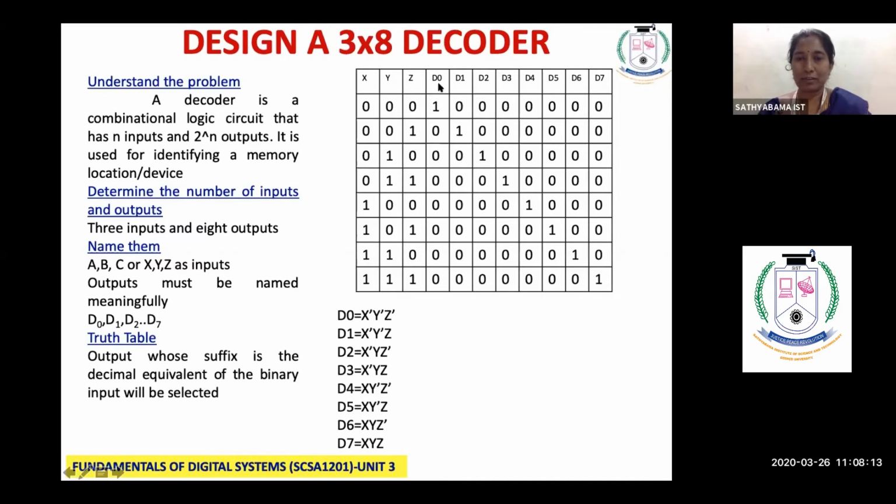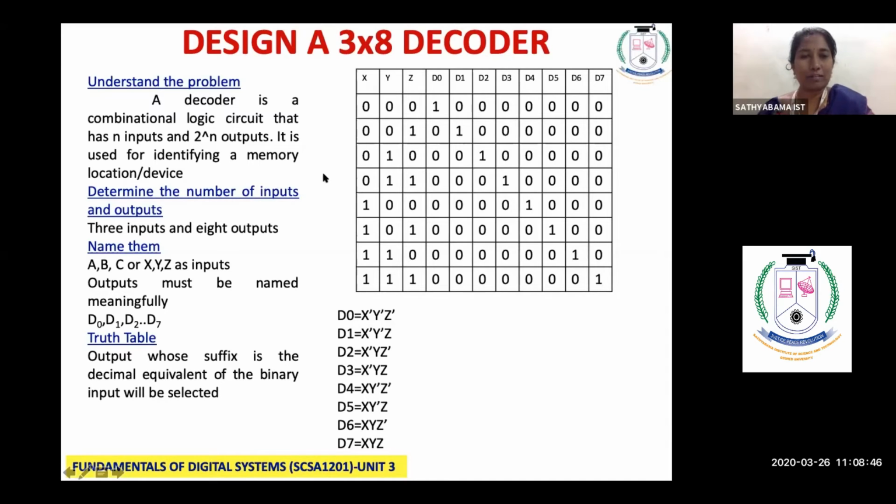Shall we see it here? Let us take the output 3. The output whose suffix 3 is the decimal equivalent of the binary input. So when will you have 3? Only when it is 0, 1, 1. So that is why I wrote that the output whose suffix is the decimal equivalent of the binary input will be selected. I think we have learned a lot about this decoder.